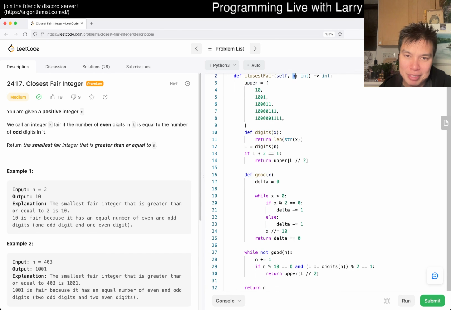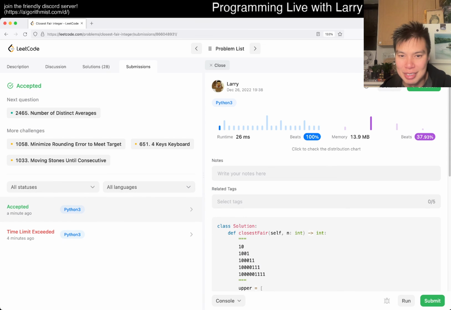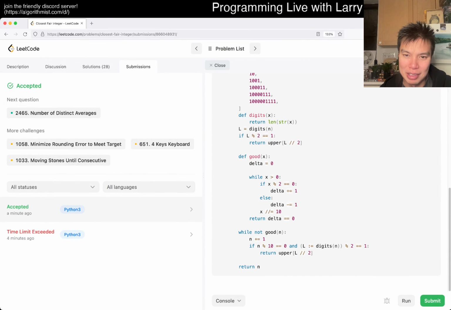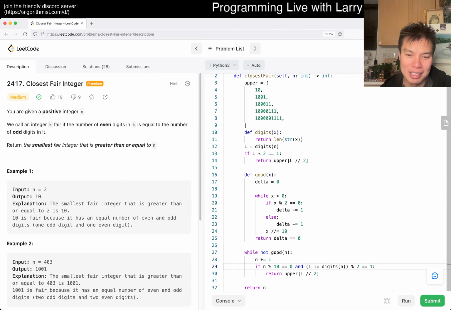But given that the constraints are small enough, it should be good. But we have to be a little bit careful. How is the running time again? Oh, it's still really fast. I worried about optimizing it for no reason, I guess. We could have done a little bit smarter here, but I'm just lazy. You can also do logarithmic math, but I'm fine here for now.